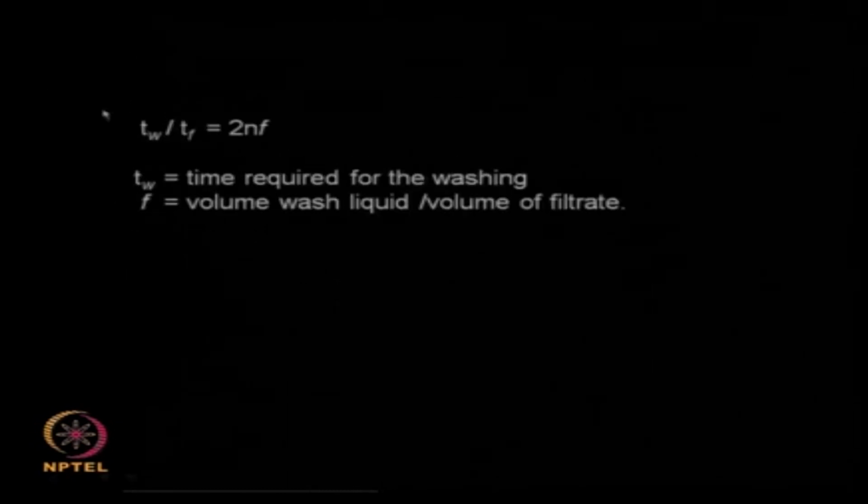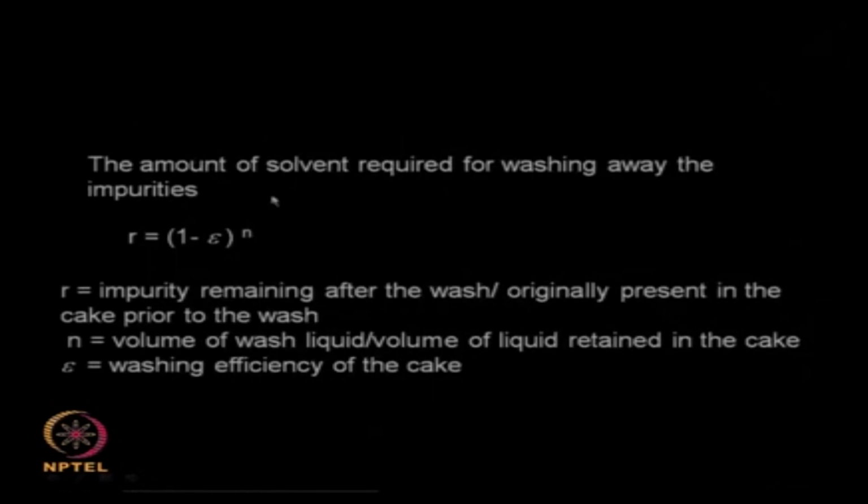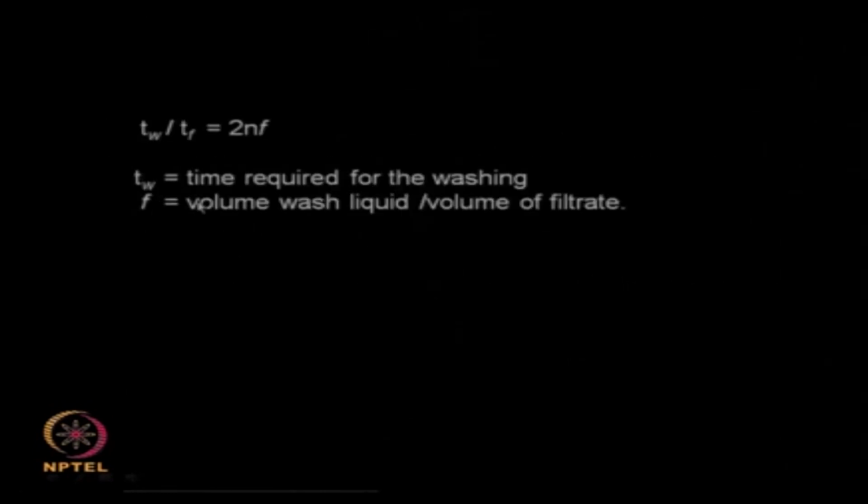Now there is another relationship, again an empirical one: TW divided by TF. TW is the time required for washing, TF is the time for filtration, that is the time when the drum is inside the slurry tank. So TW by TF is equal to 2NF. As you know, N is the volume of wash liquid divided by the volume of liquid retained by the cake, and F is the volume of wash liquid divided by the volume of filtrate.